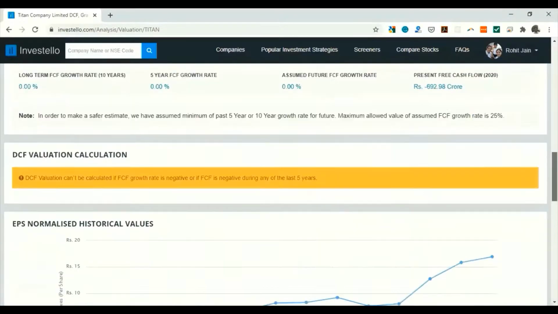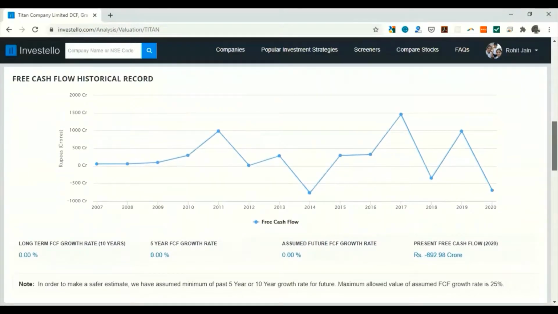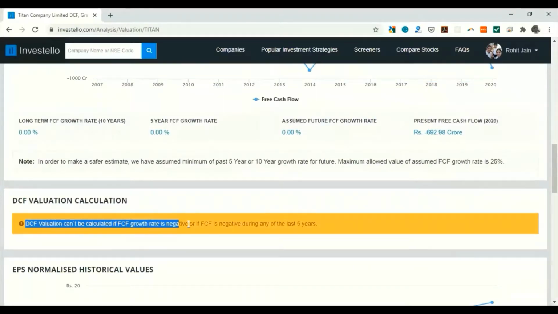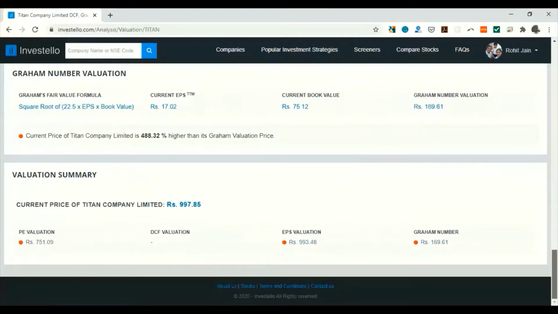Also, we can get a price according to a valuation model only when the past values of the metrics satisfy a particular criteria. For example, in case of Titan, the free cash flow in 2018 was negative. Thus, the DCF valuation model cannot be calculated for this company because it is a condition for the calculation of DCF valuation that during the last 5 years, FCF should not be negative for any of the last 5 years. Thus, we have the valuation prices for only three models and not for the DCF model in case of Titan. As we can see, all three valuation model prices are less than the current price. So we can conclude in this case that Titan is overvalued at this moment.